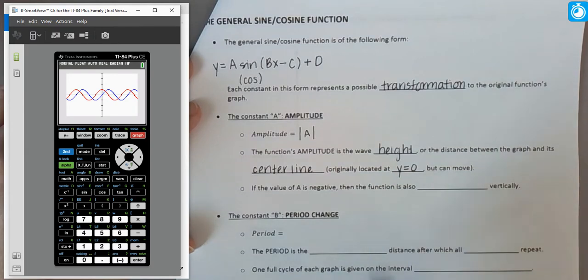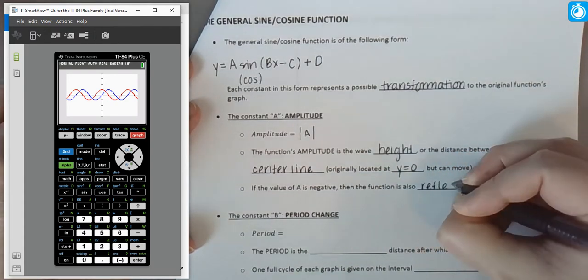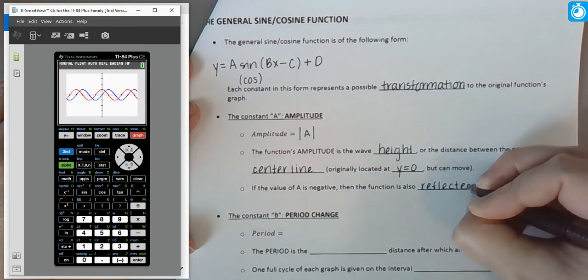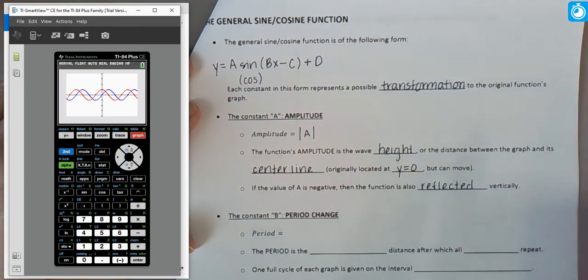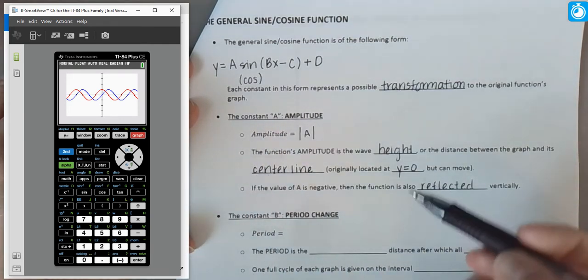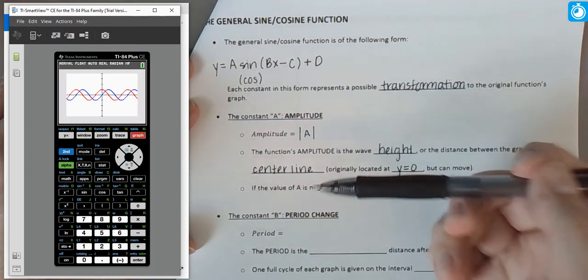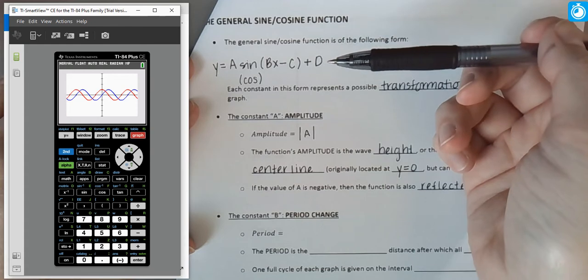If a is negative, then the function is also reflected vertically. So we essentially have 2 transformations to the original function. The negative is not considered part of the amplitude, but it does have an impact on the graph. It's going to take everything above the x-axis and flip it below, and everything below and flip it above the x-axis.